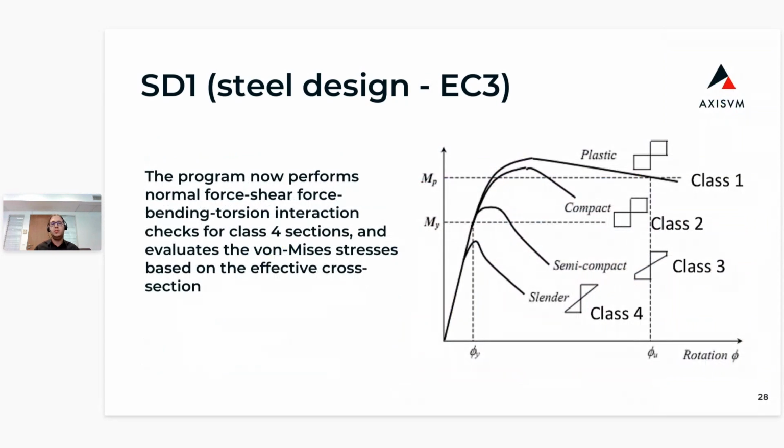Class 4 cross-sections, where parts of the cross-section buckle before reaching yield stress, were historically harder to manage. Now, the program calculates von Mises stresses for effective sections, taking into account the local buckling effects. This enables a more accurate design for these slender elements.